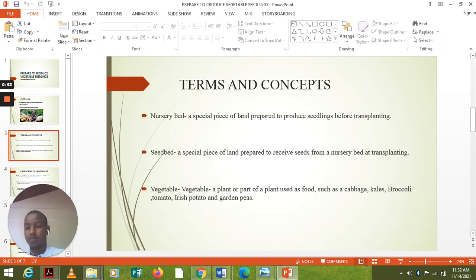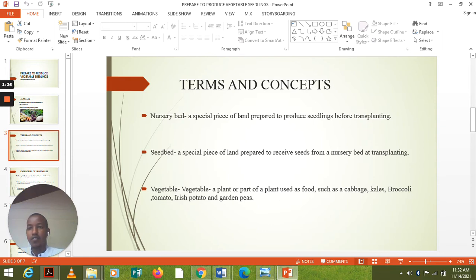John, can you help us? Hello, what's a nursery bed? Mr. Chumba, help. A bed used to raise seedlings. Yes, that is very correct. A nursery bed is a special piece of land used to raise seedlings before transplanting.